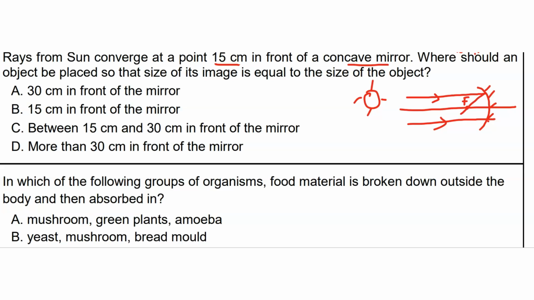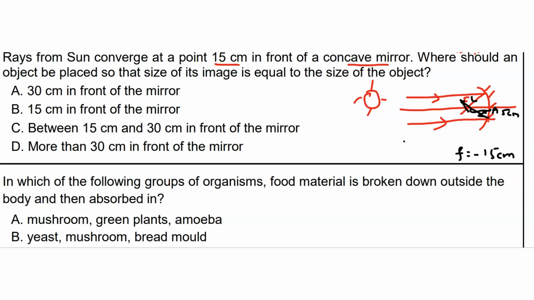So what is this principal focus? This distance is given to be 15 centimeter. So f is negative 15. Why? Because the principal focus lies on the left side. The distance between the pole and the principal focus is the focal length. So f is negative 15 centimeter. Likewise, this ray will also converge here. So f is negative 15 centimeter.